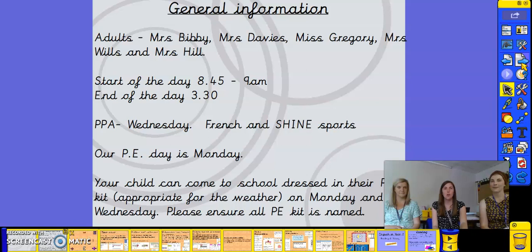So if we start off with a bit of an introduction, we've got a few adults working with us in Year 3. So we have Mrs. Bibby, I am Miss Gregory, and Mrs. Davis. And we also have Mrs. Wills and Mrs. Hill working with us in Year 3. We're very lucky, we've got lots of adults.